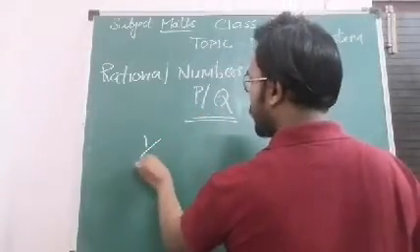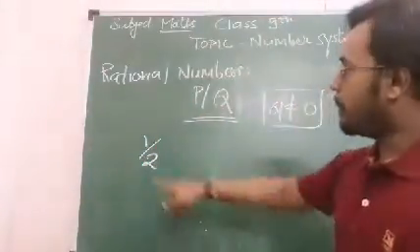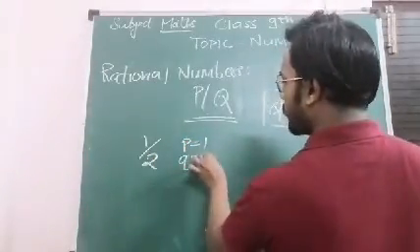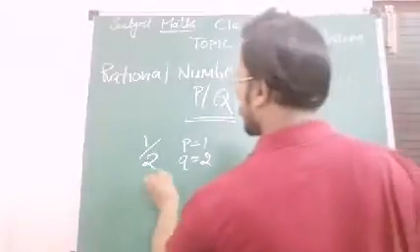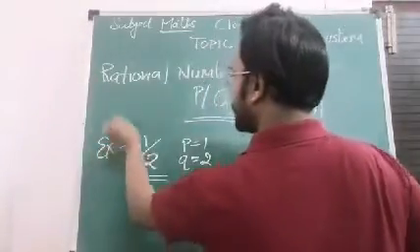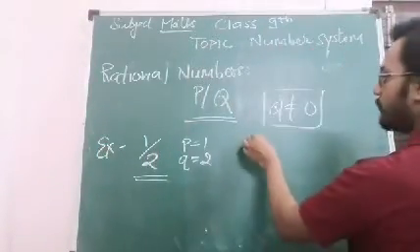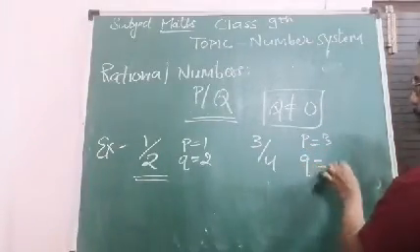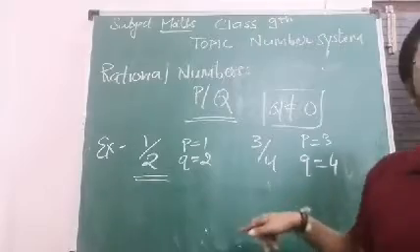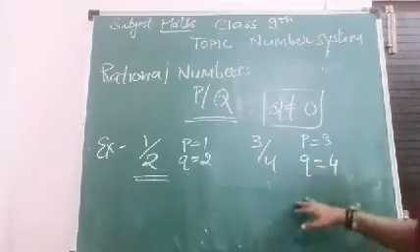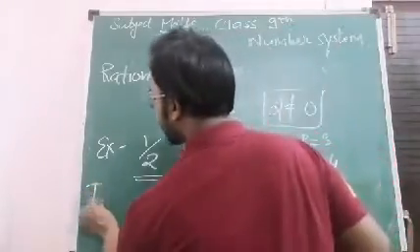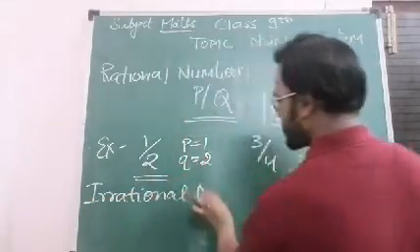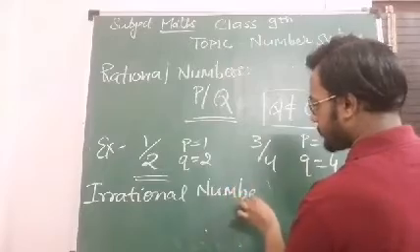For example, 1 by 2 is a rational number because p is 1, q is 2. Okay, so this is a rational number. And 3 by 4, in which p is 3, q is 4. So these are the rational numbers. And now we will talk about irrational numbers.